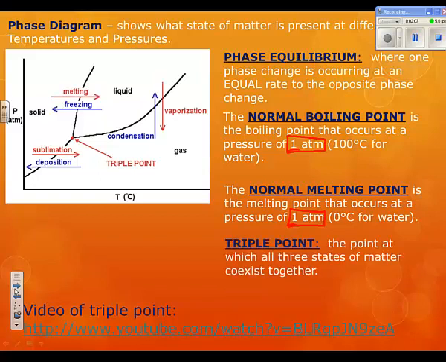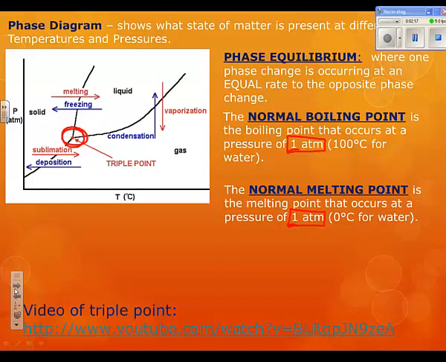Then the triple point, which you can see on the graph, is right here in the middle. It's labeled there for you. It is the point in which all three states of matter coexist together. So I'll show you this little YouTube video down here if I can get to it.